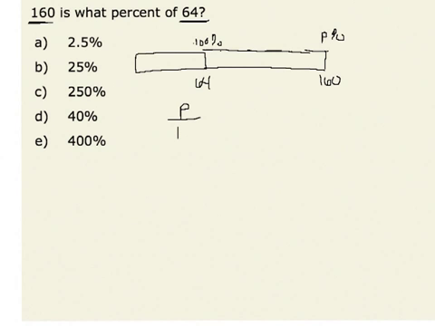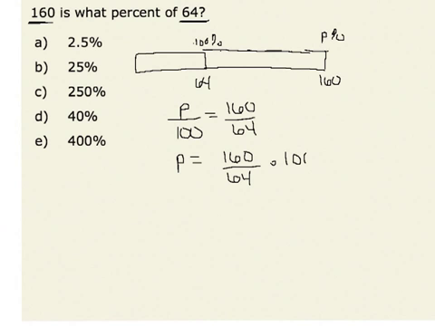P over 100 is equivalent to 160 divided by 64. Therefore, our percent P would be given by 160 divided by 64 times 100. Taking 160 and dividing it by 64, we would get 2.5, and changing that into percent by multiplying by 100 would give us P percent of 250%.